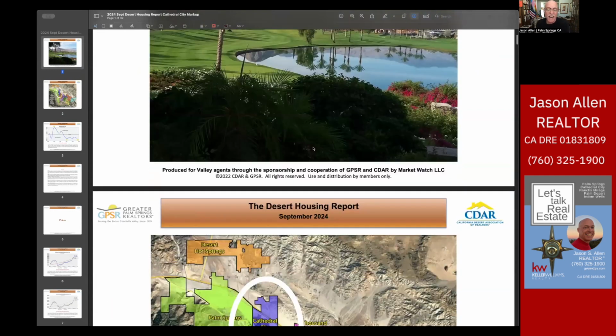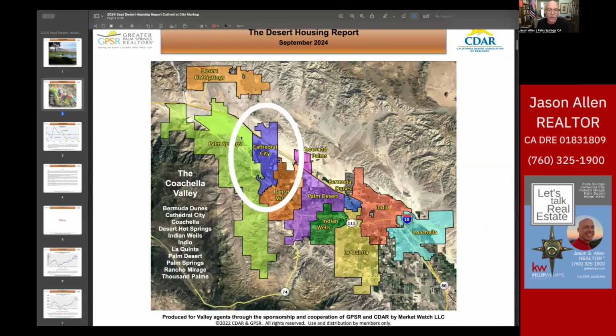That is a view. So Cathedral City, for those that don't know, is just to the east of Palm Springs. This is the Interstate 10. You can see the 10 down here. And that comes from LA over this way and then heads all the way out to Arizona on that side. And I focus on Palm Springs, Cathedral City, Rancho Mirage, and Palm Desert.